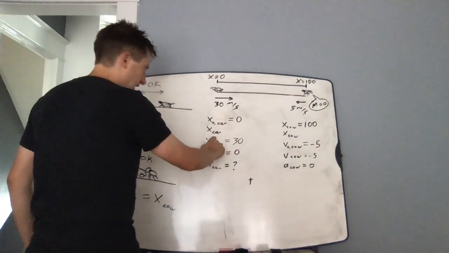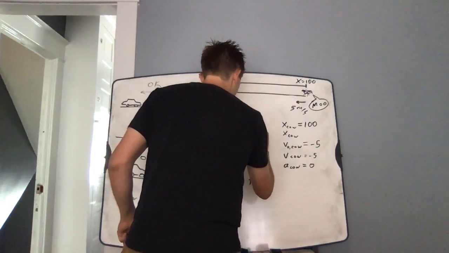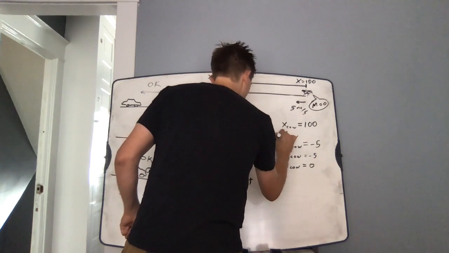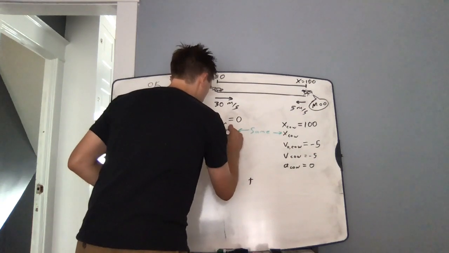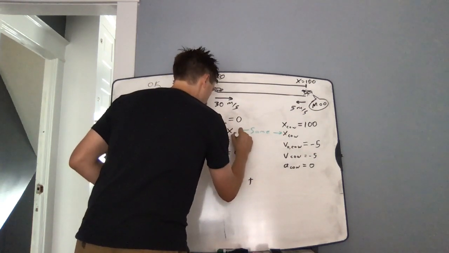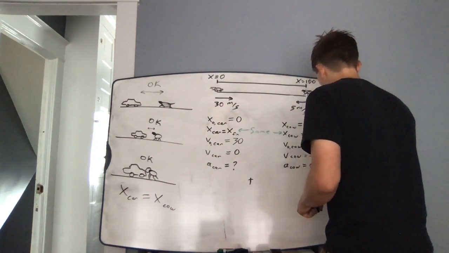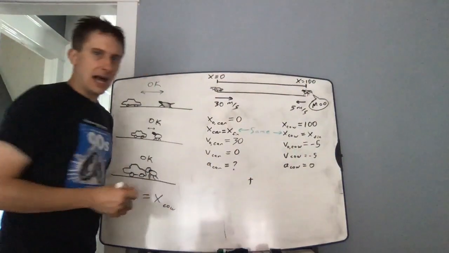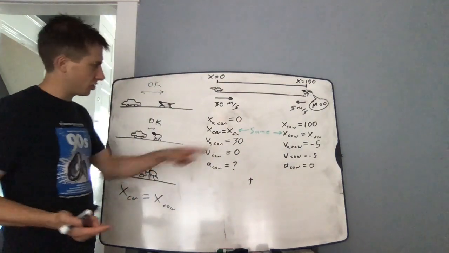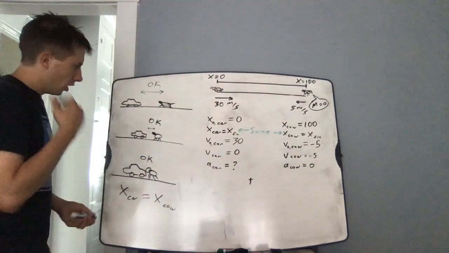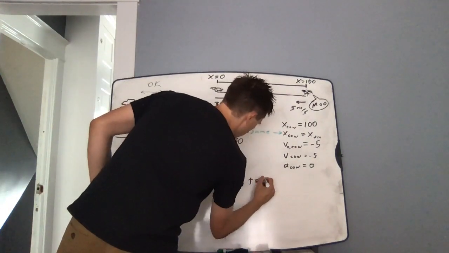So I'm going to set the final position of the car and the final position of the cow to be the same. So these two quantities will be the same. And I'm just going to call that x final. I'm not going to write x car and x cow. They will be the same position, so I'm just calling it x final. Okay, what time will this occur at? Well, we don't know.